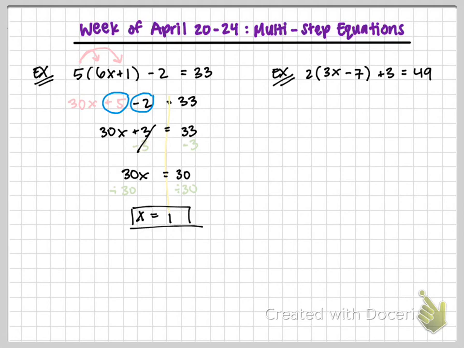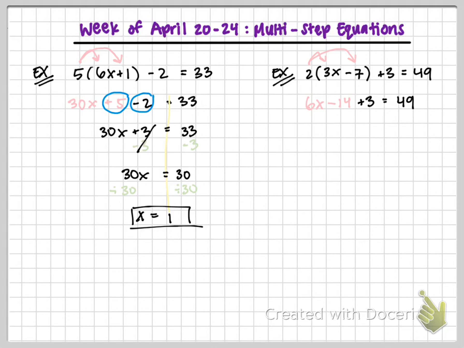Okay, go ahead and pause the video if you need to catch up. And then let's go ahead and start on the next example. So same thing, just different numbers. I see parentheses. I'm going to go ahead and distribute the 2 inside. So 2 times 3 gives me 6, but don't forget there's an x as well. And then 2 times -7, that's going to be a -14. I can drop down the 3 and the 49.